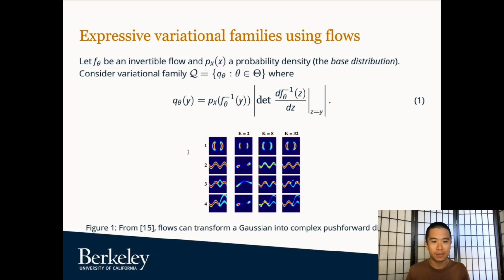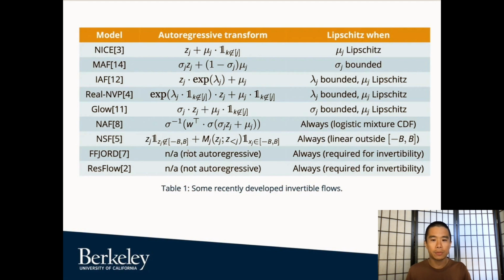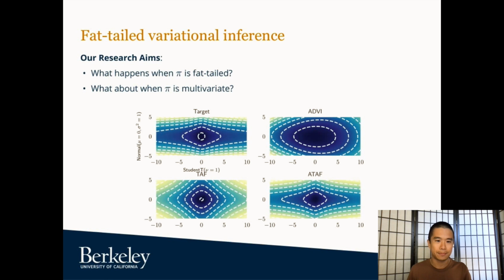So we will let f sub theta be an invertible flow, and we'll let p sub x denote a base probability density, and we'll consider the variational family obtained by pushing p sub x through f sub theta as theta varies. This is shown in equation 1, and in figure 1 we show the result of pushing forward a Gaussian through a series of normalizing flows. Here are some recently developed invertible flows. All of these flows are covered under our theory when they are Lipschitz.